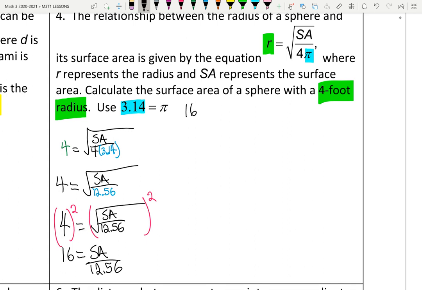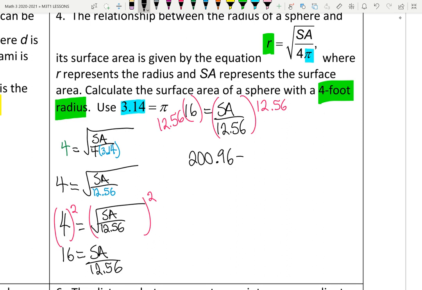In order to get rid of this decimal, what I need to do is get rid of the fraction by multiplying by the denominator. I'm going to multiply this by 12.56, and I'm going to multiply this guy by 12.56. This is going to go ahead and result in my answer, 200.96 is equal to my surface area.